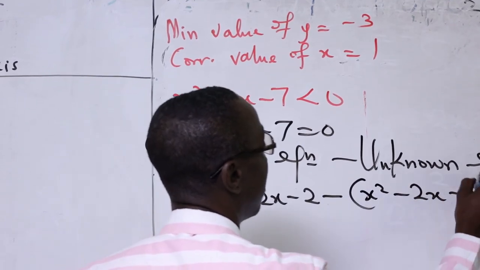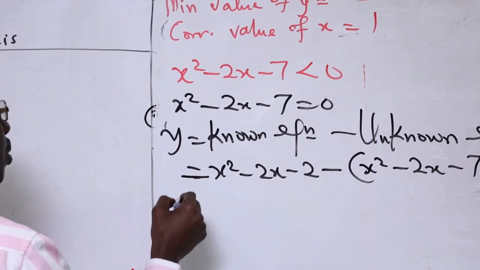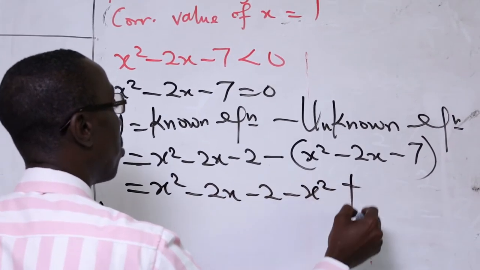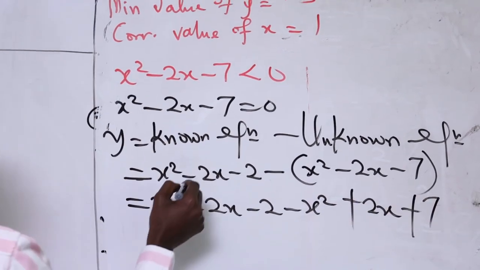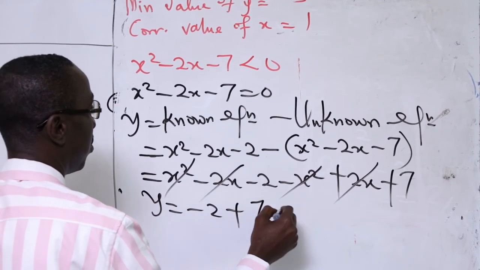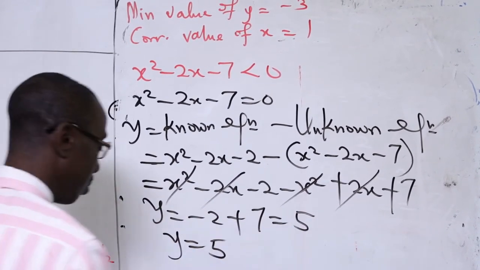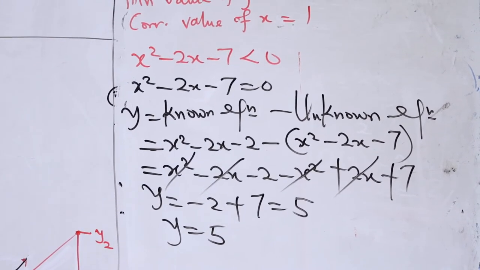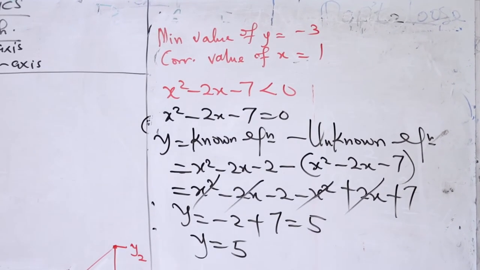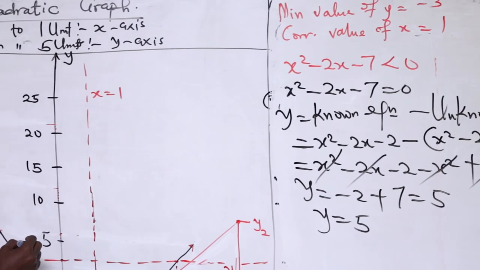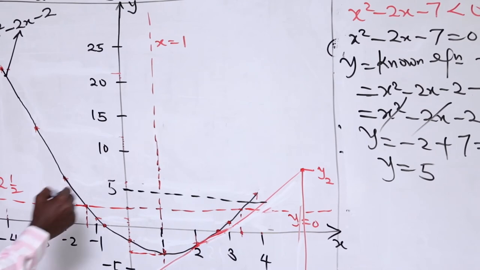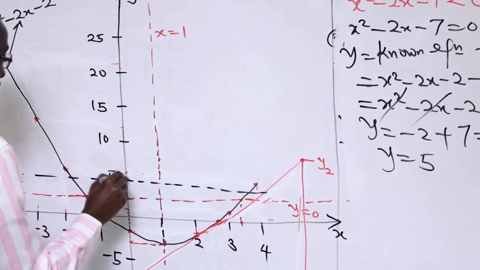Yes, sir. So simplifying this further, I have x squared minus 2x minus 2 minus x squared plus 2x plus 7. This gives y is equal to minus 2 plus 7, which is 5. y is equal to 5. You go to where y is equal to 5 on the y-axis. And let me use my black pen. I have this now, and write y is equal to 5 here.